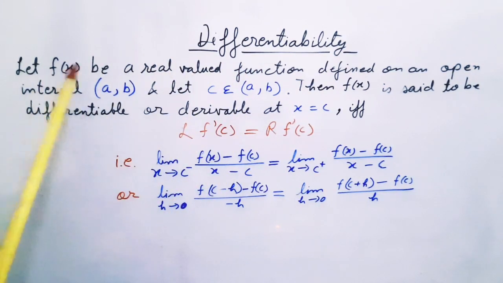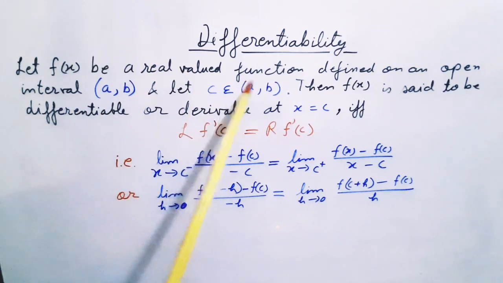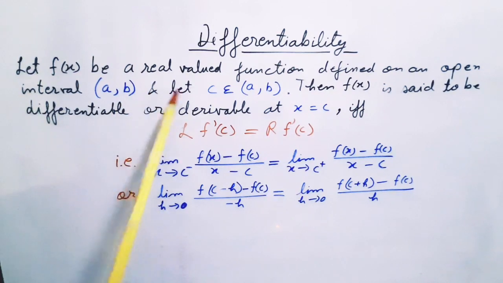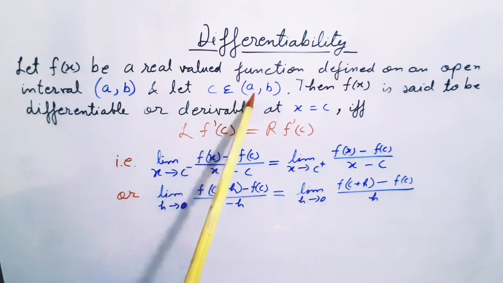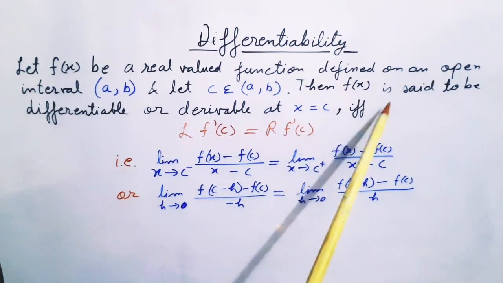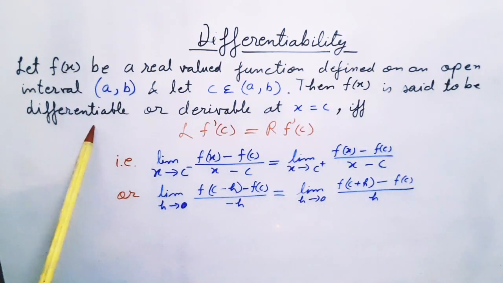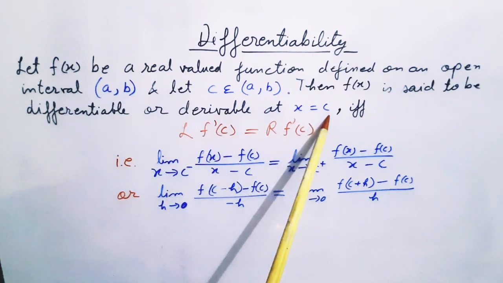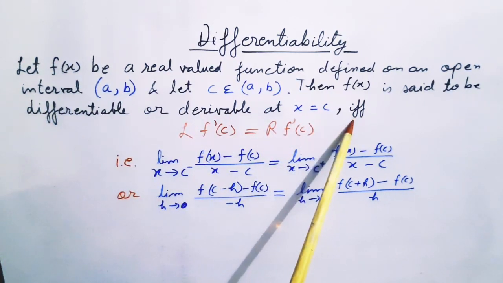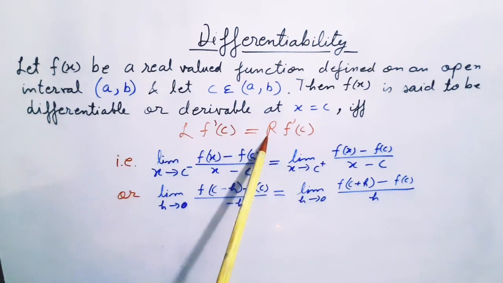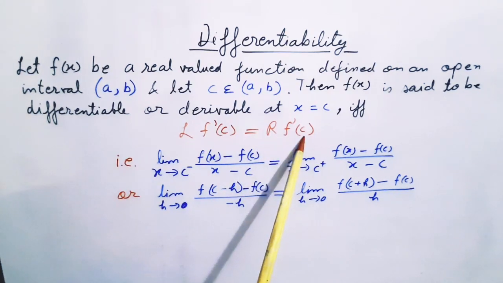So let f(x) be a real valued function defined on an open interval (a, b), and let c belong to the open interval (a, b). Then f(x) is said to be differentiable or derivable at x = c if and only if its left hand derivative at x tends to c is equal to the right hand derivative at x = c.